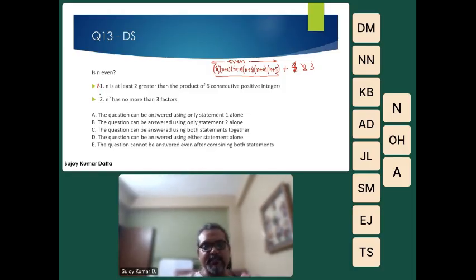So one is gone. Next, the second one is saying n square has no more than 3 factors. So that means you are saying that the square of a number has 3 factors or less than 3 factors. Could be 2 factors, could be 1 factor, but not more than 3.